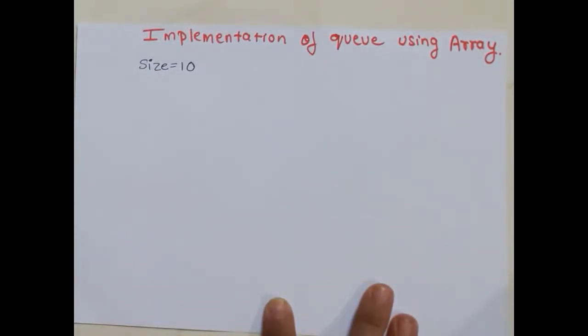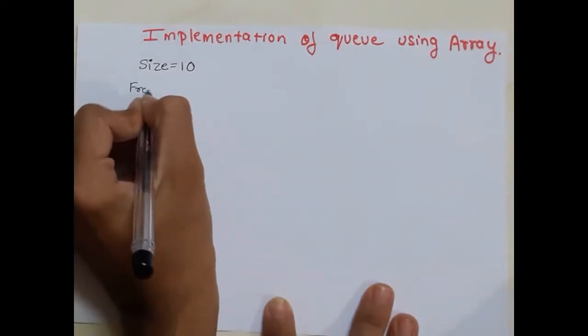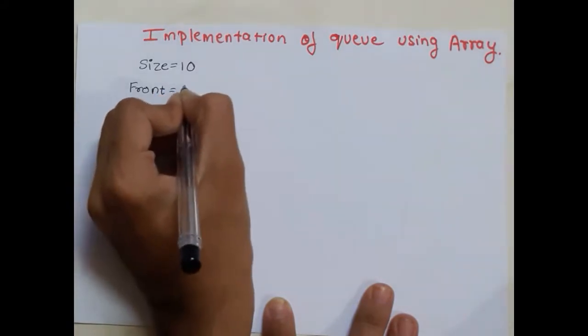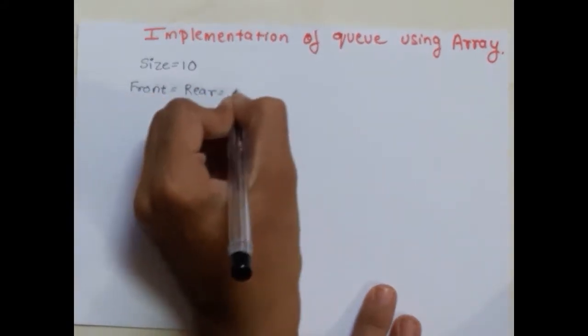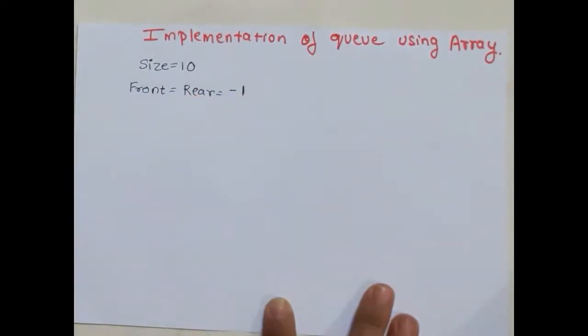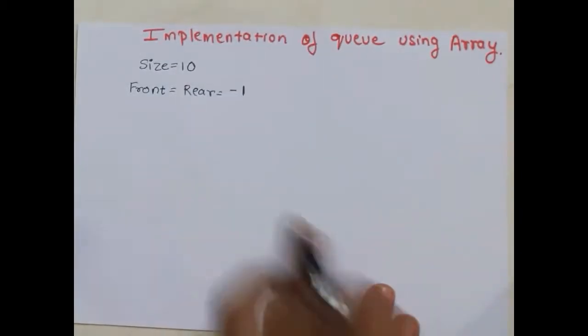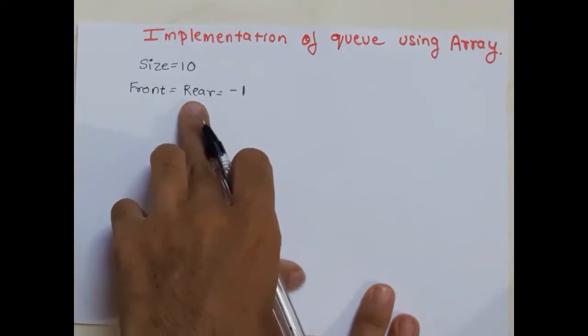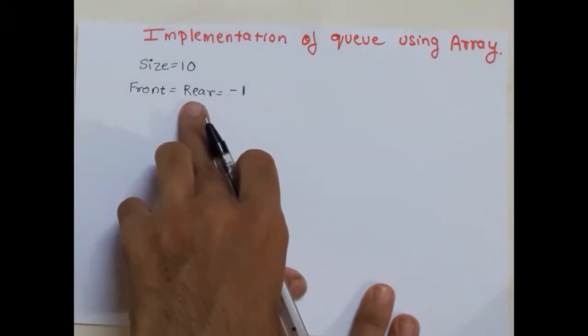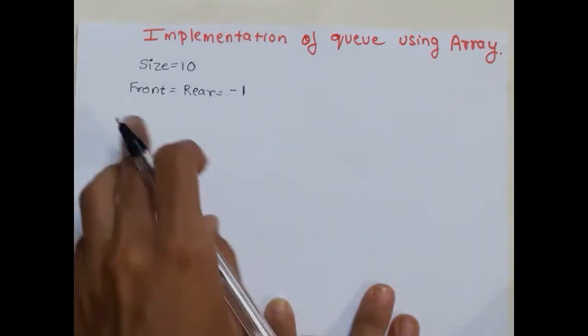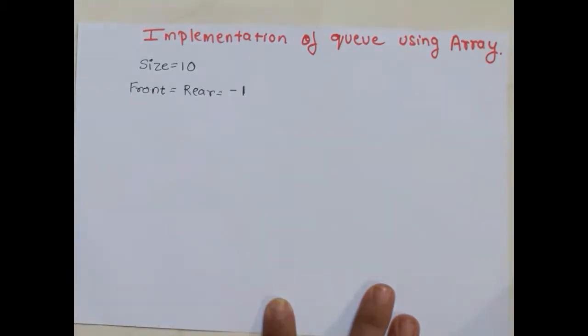Now there are two ends, the front end and the rear end. We will initialize them as front equals rear equals -1. We know the enqueue operation, that is insertion, is performed through the rear end. So for insertion, that is the enqueue operation, we have to update the rear end, and for the dequeue operation we have to update the front end.